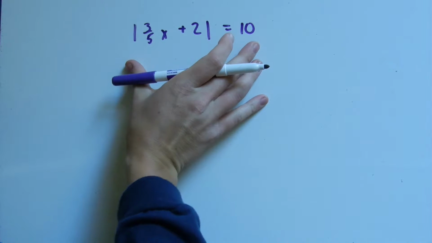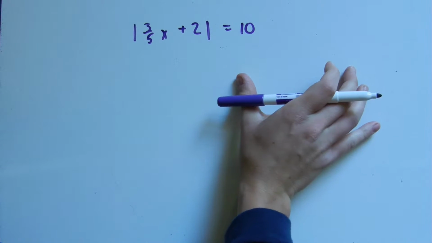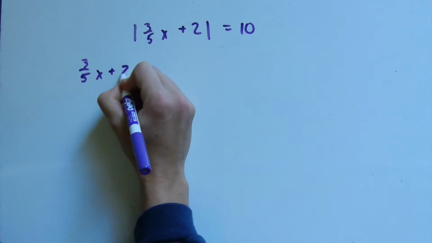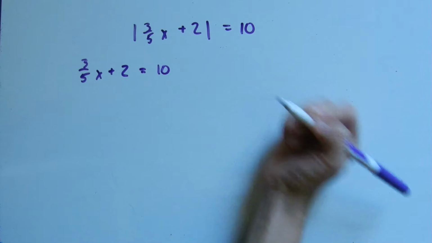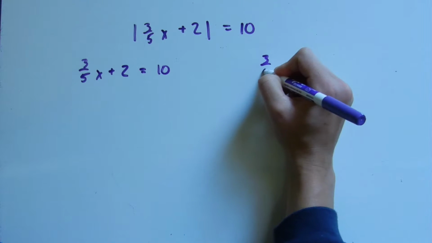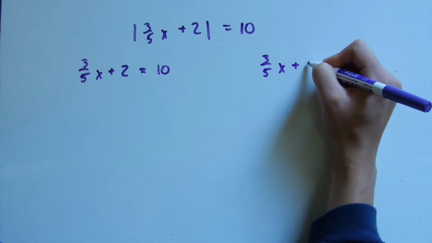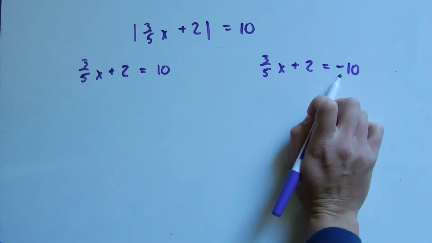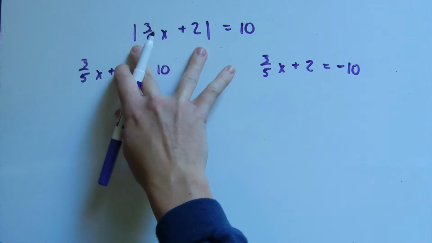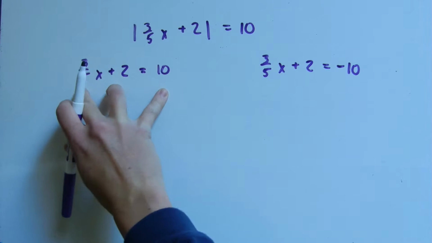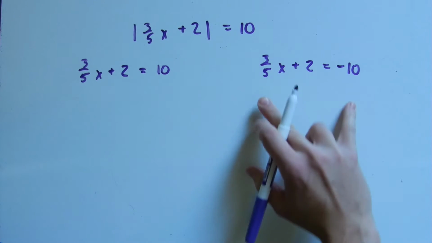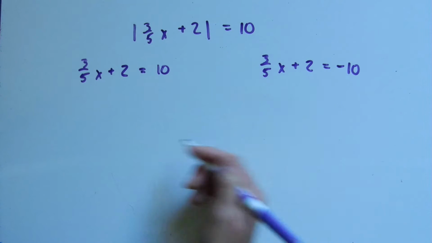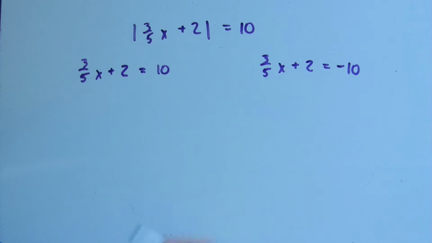So we're going to break this up into two separate equations. So 3/5 x plus 2 is going to equal that positive 10, or 3/5 x plus 2 is going to equal that negative 10. That's how we can remove an absolute value. Looking at the positive within the absolute value and looking at the negative within the absolute value. So now we simply solve each equation.